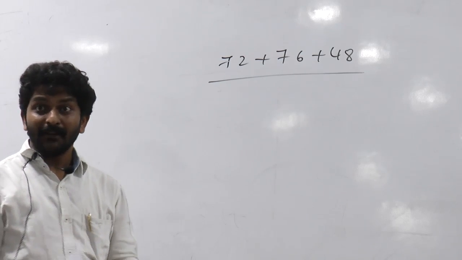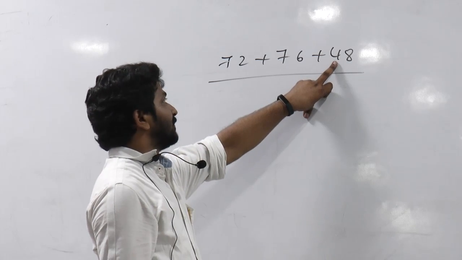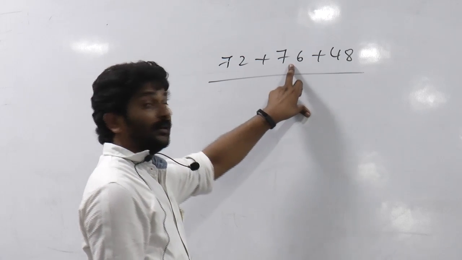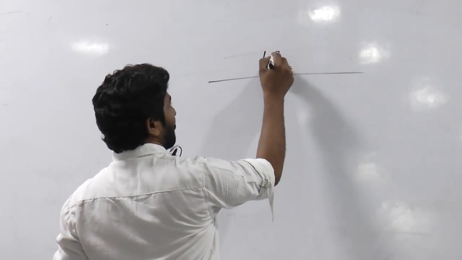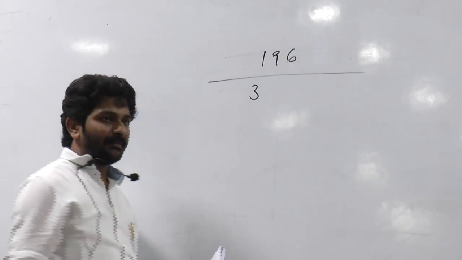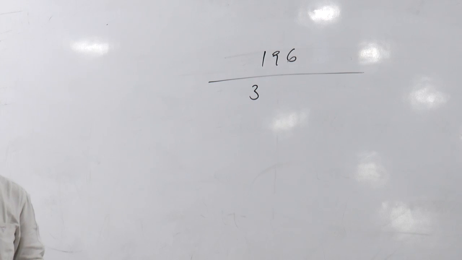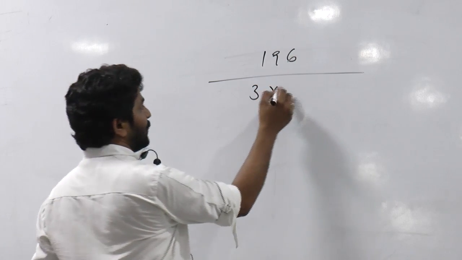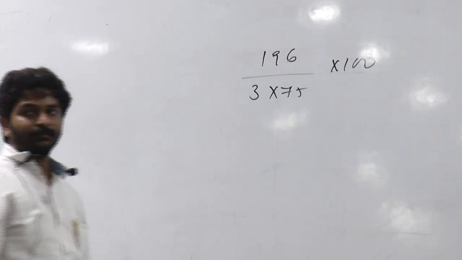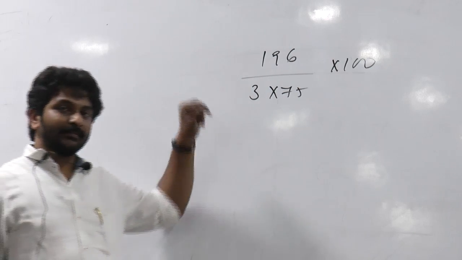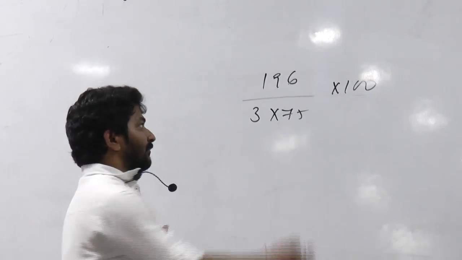Average. Just go for the average first. 72 plus 76 plus 48. 120. 196. Average is this divided by 3. And the English exam was conducted for how many marks? 75. 3 into 75 into 100. 75, 3 times. 75, 75, 150. 150, 75, 225.